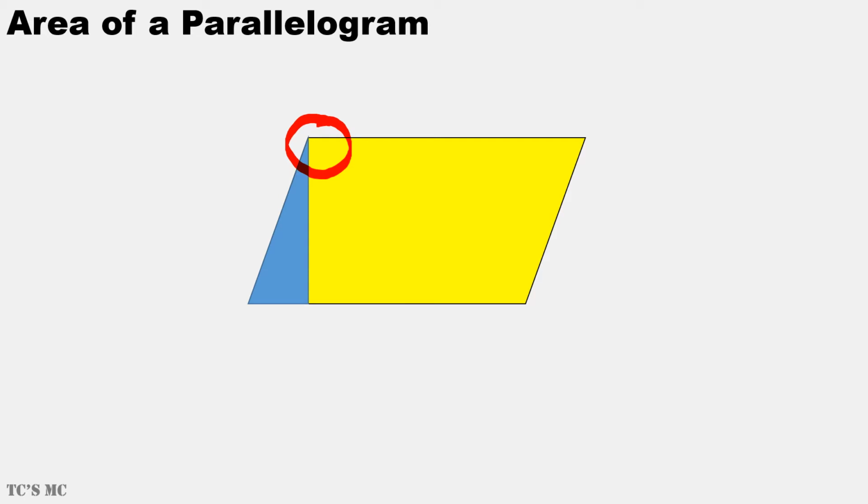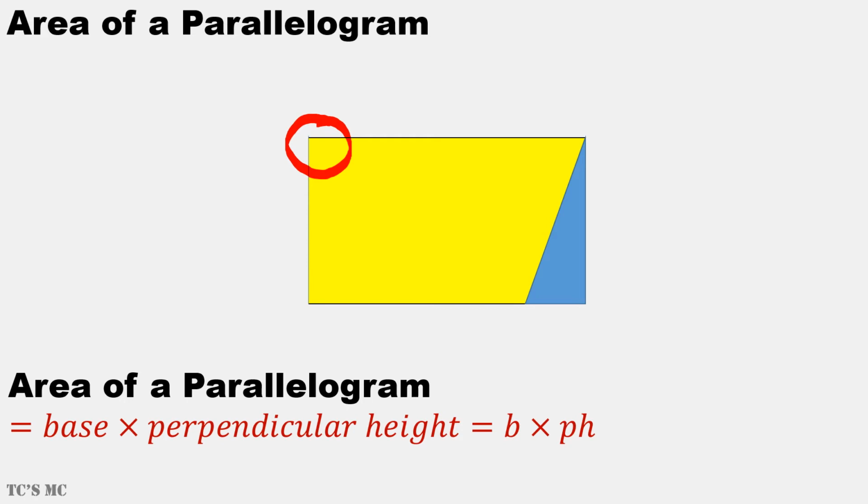I'm now going to cut out that triangle and move it to the right. Now I have a rectangle covering the same space as the parallelogram. So actually, my area for a parallelogram, any parallelogram, is base times the perpendicular height.